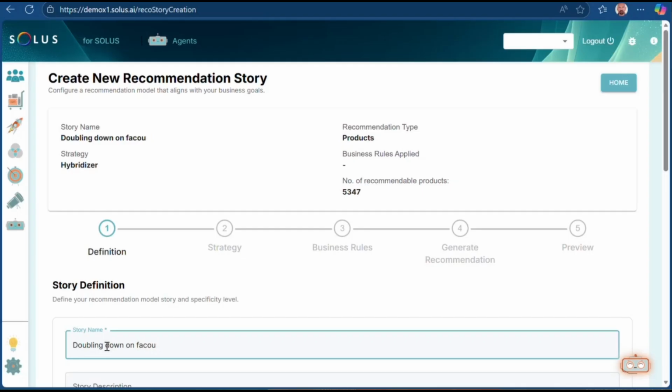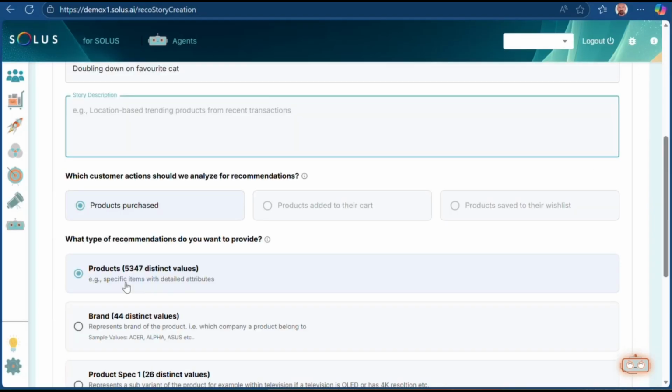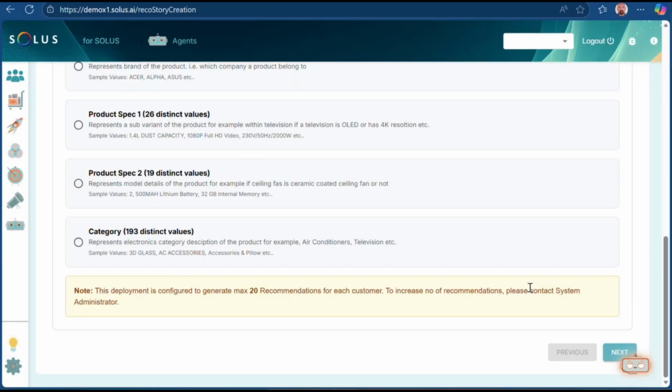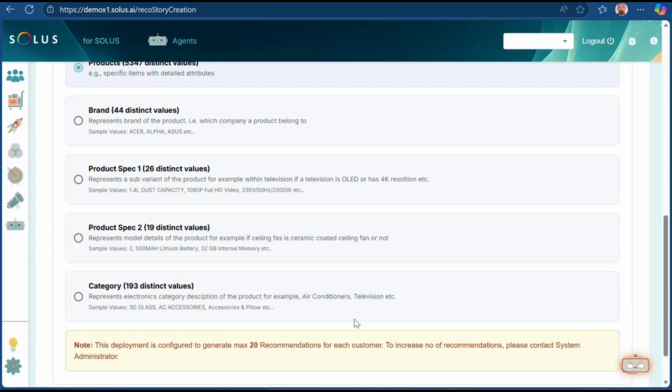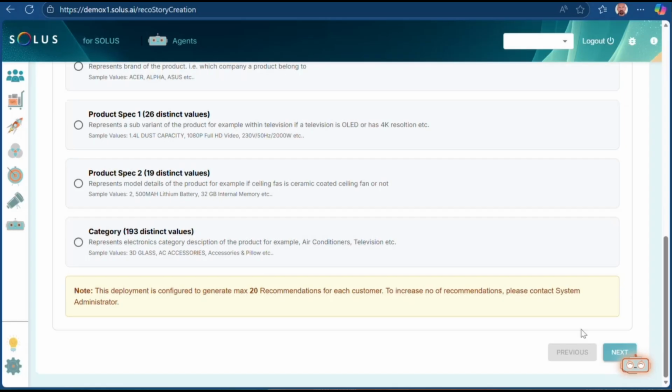Let's say I want to double down on a customer's favorite category. So you have a particular category that you always buy in and I want to double down on that. So I might want to do that. Doubling down on favorite cat sounds like a Taylor Swift song. No? And I could do my recommendations at a product level, brand level, and so on and so forth. So let's say I want to double down on a customer's favorite category.